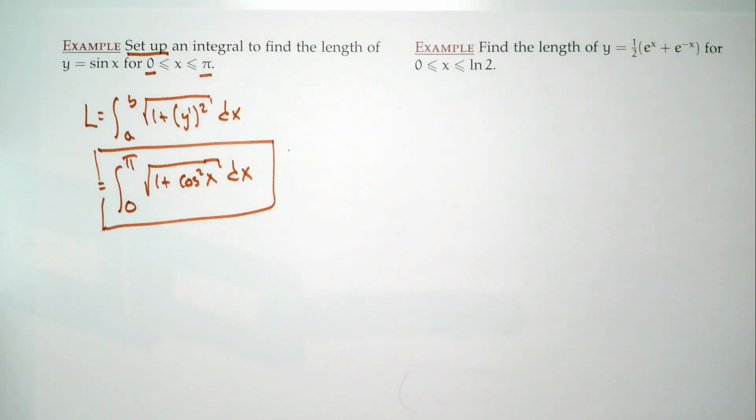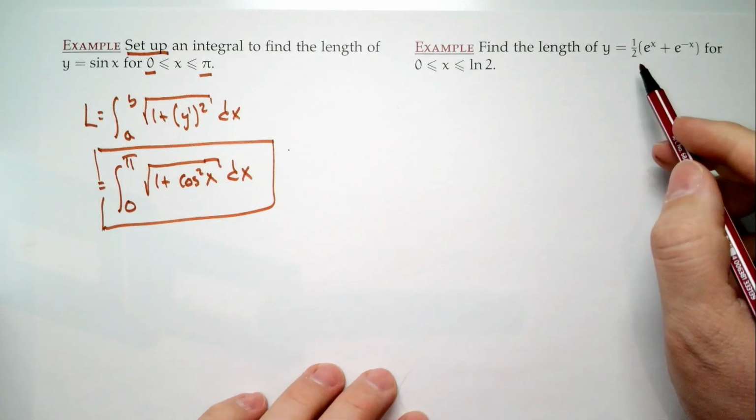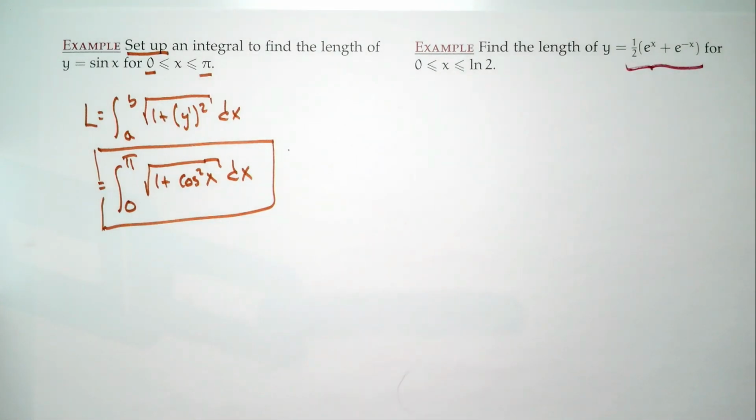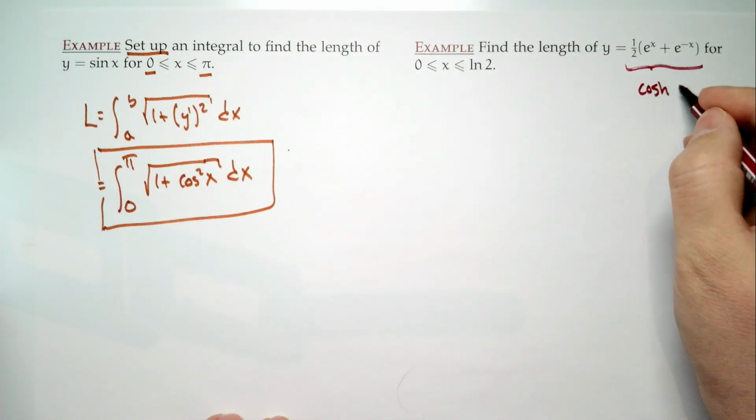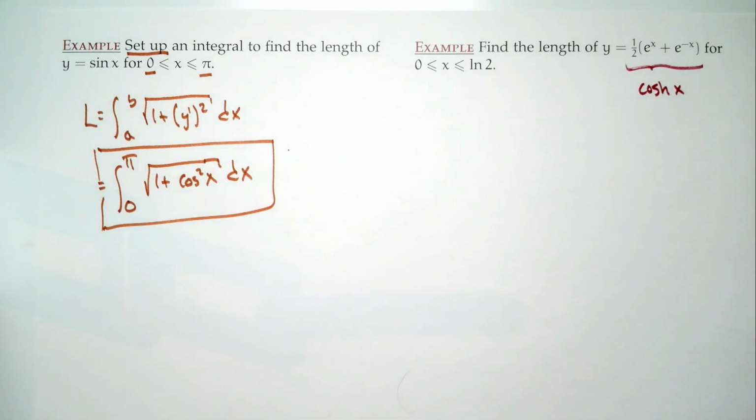All right, one last example. Find the length of y equals 1/2 (e to the x plus e to the negative x) between 0 and log 2. Out of curiosity, does anybody remember seeing this function before? This is called cosh, hyperbolic cosine. Okay, does that help ring any bells?